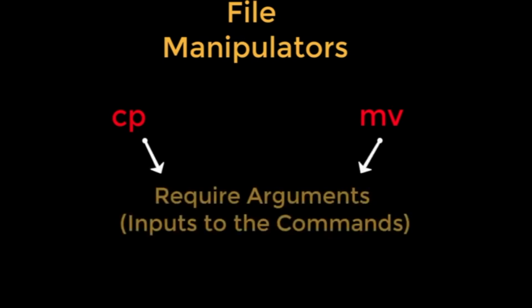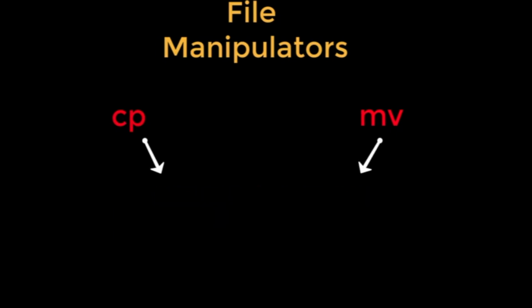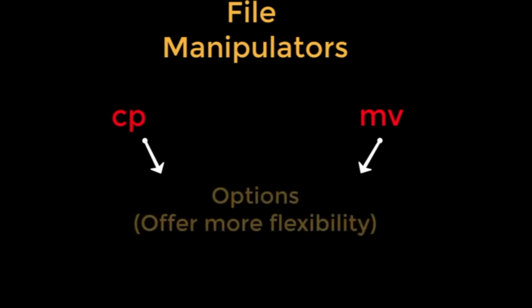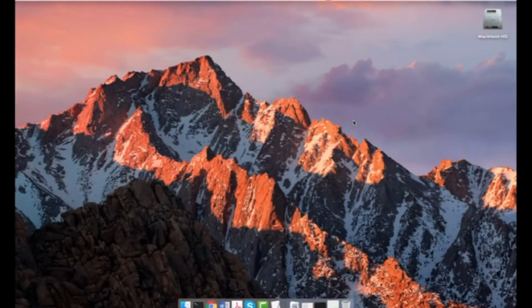The copy and move commands are more complex than the commands in the previous tutorial, since they require 2 inputs, or arguments. We will also use these commands to introduce the concept of options, or flags, which give your commands greater flexibility. Let's begin with the copy and move commands. You can use these with any file on your computer.